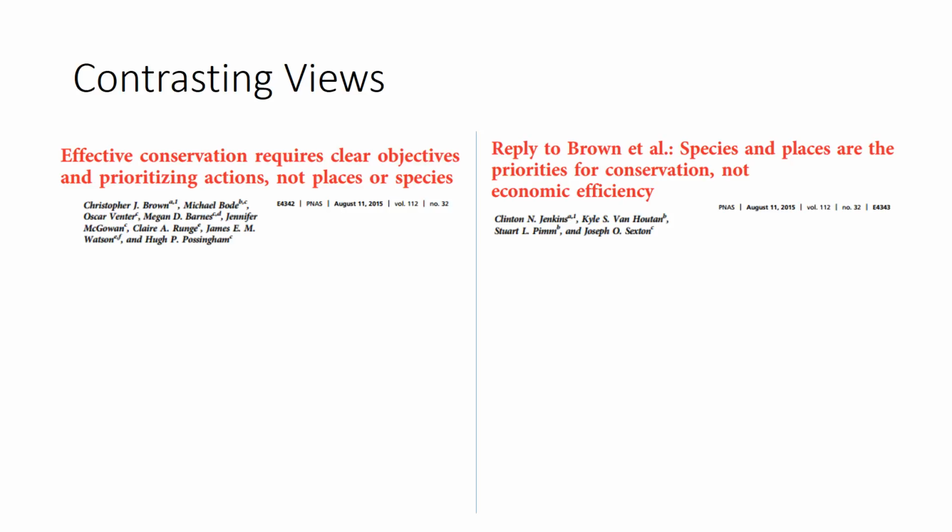Christopher J. Brown, in his paper titled Effective Conservation Requires Clear Objectives and Prioritizing Actions, Not Places or Species, goes on to say that we should focus not on where, but actually how we are going to put these objectives into direct use. And Brown outlines 4 lessons in which he goes on to say we should be looking at all species. Jenkins, on the other hand, has a response to this response, and he says that we need to prioritize based on species needing greater protection, which is the basic doctrine of conservation. Again, he says, failure to do so will continue the extinction rate in the United States.